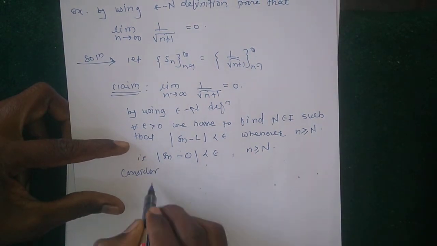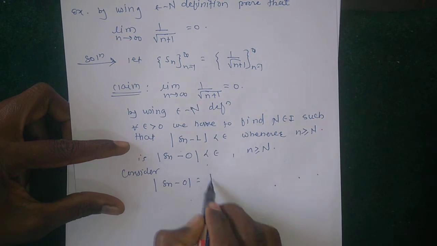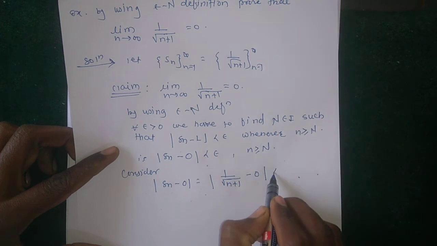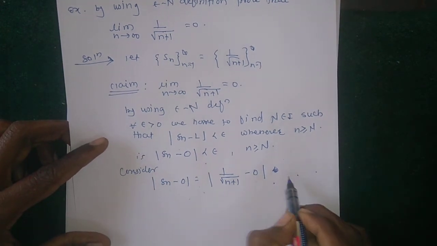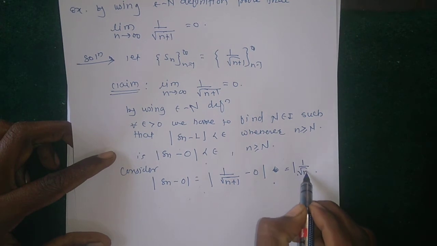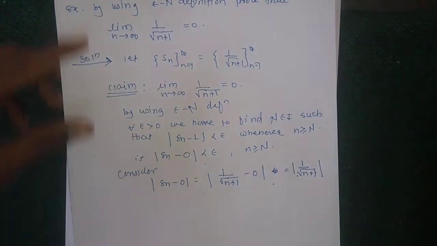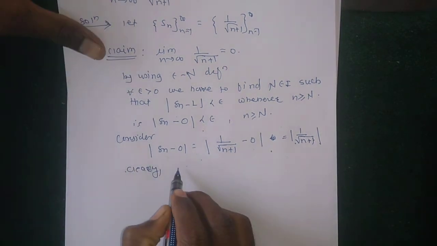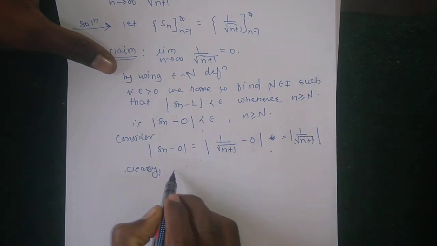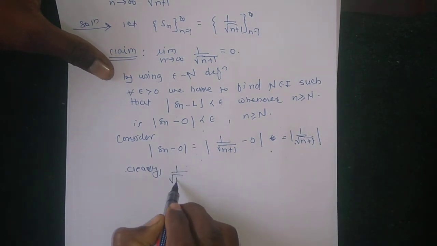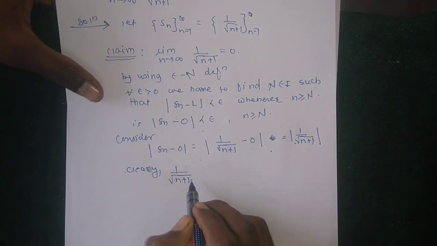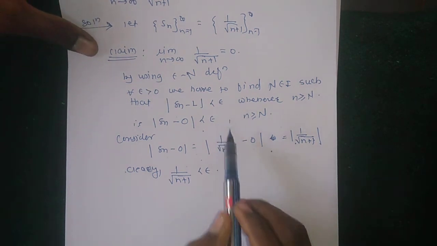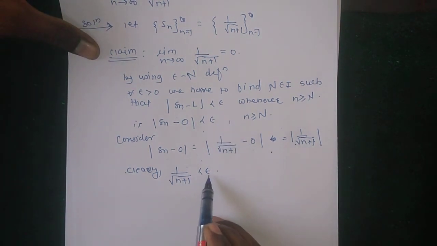So consider this condition: modulus Sn minus 0 is equal to, the value of Sn is 1 upon root n plus 1, minus 0, then the value is mod of 1 upon root n plus 1. Clearly this modulus is 1 upon root n plus 1, and clearly 1 upon root n plus 1 should be less than epsilon.